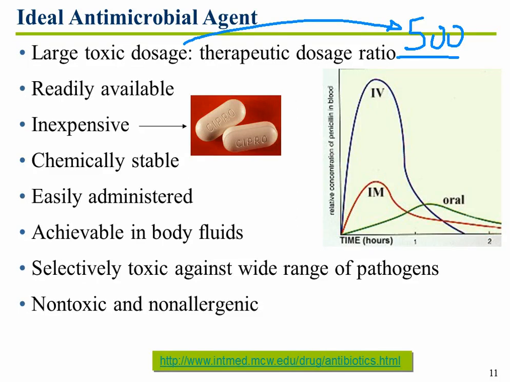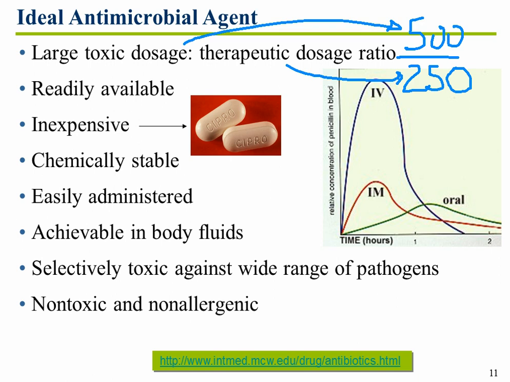Now this is a ratio, right? I'm going to put it in a fraction. Therapeutic dosage, let's say, is 250. This would be the dosage that would get rid of the infection, all right? So that ratio is 2, correct? 500 divided by 250. Now that's drug A.